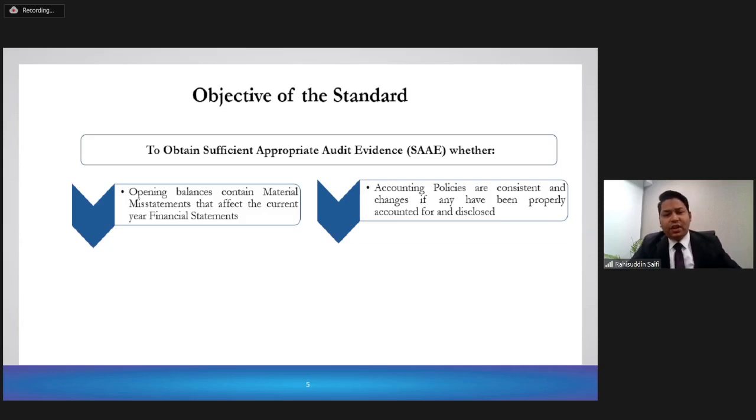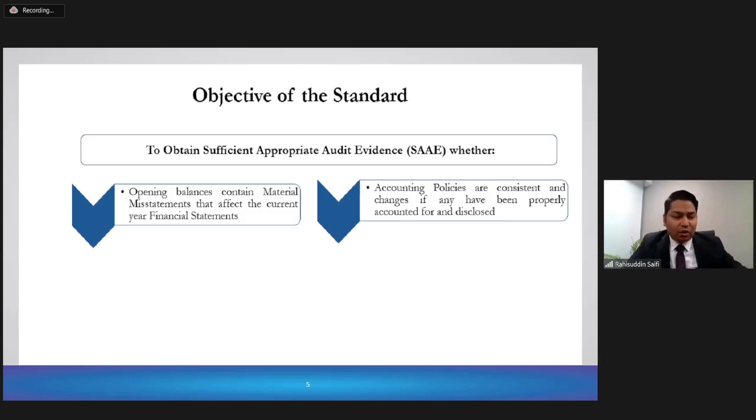Whatever document we are getting as audit evidence from the client side, we need to assess whether that evidence is sufficient to establish that there is no material misstatement in the opening balances which are affecting the current year financial statements. Sufficiency talks about the quantity, how many samples we are taking. Then the second aspect is the appropriateness. The appropriateness talks about the reliability.